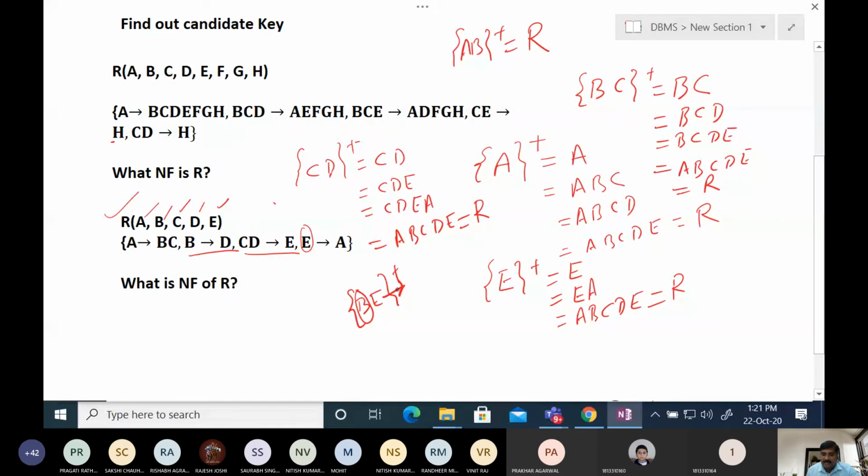Now find out the key attributes and non-key attributes, and then tell me the normal form of this relation. Vineet Rai. Yes, sir. BE is a super key, but not a candidate key. And we have to find out the candidate keys.